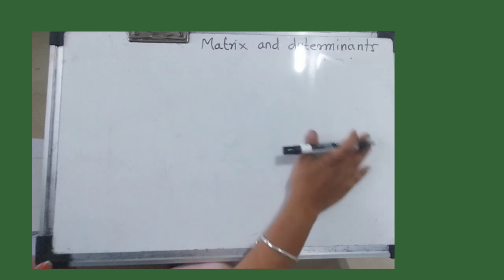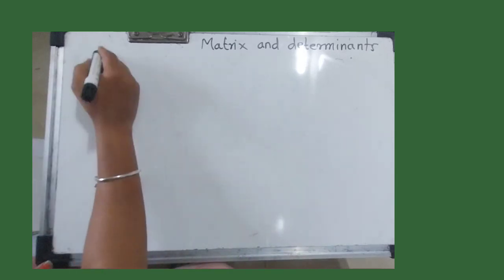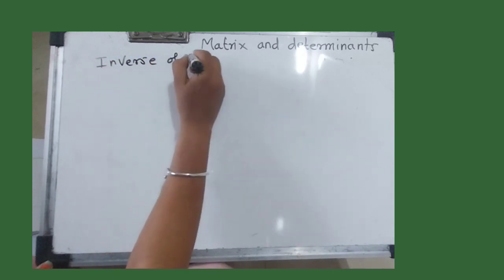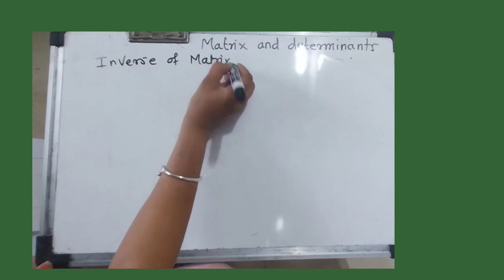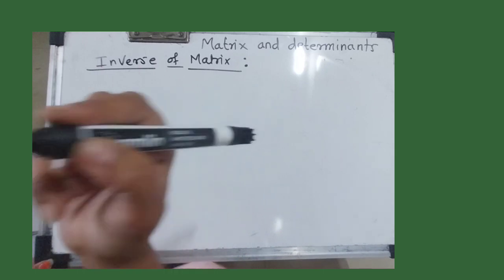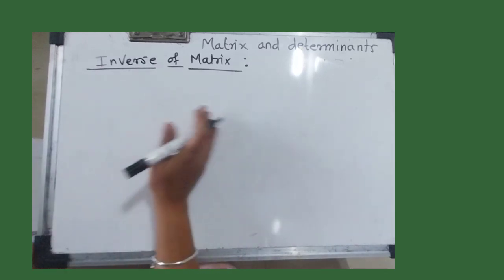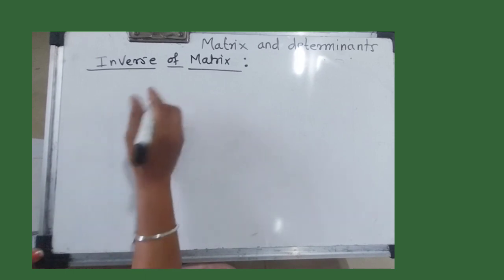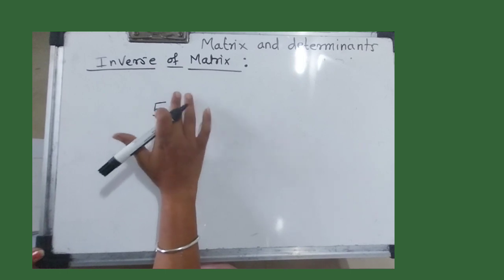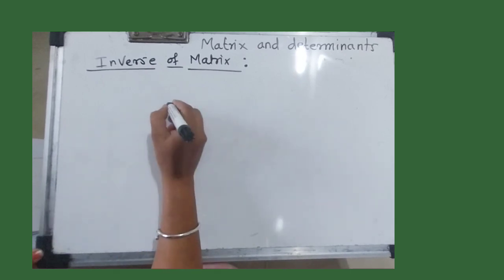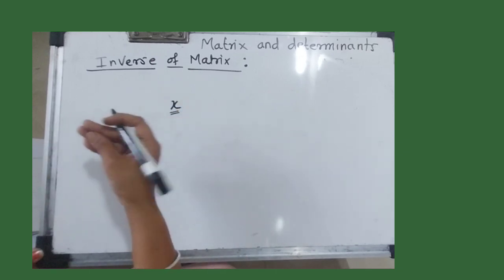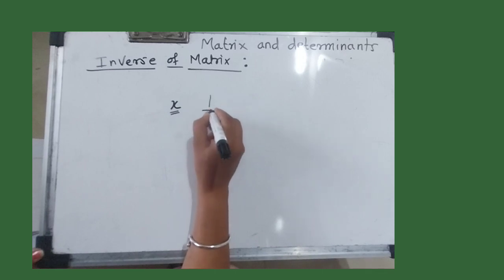Okay, our next topic is inverse of matrix. Okay, how to find the inverse of matrix? See, first, what is the meaning of inverse? See, if 5 is any number, okay, I'll write here x. X is any number. What is the inverse of this number? Inverse of this number is 1 upon x.